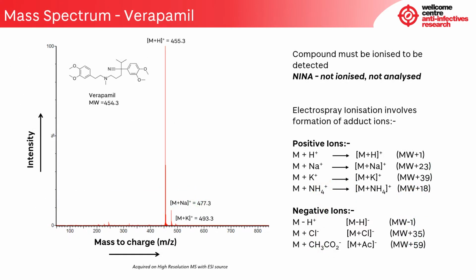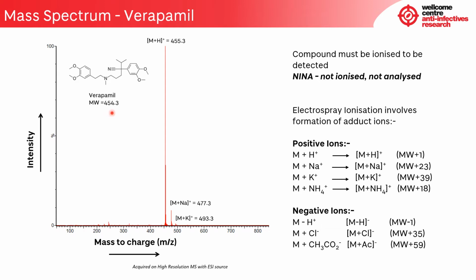The basic information we obtain from a mass spectrometer is a mass spectrum. This is a plot of intensity on the y-axis against mass to charge on the x-axis. This is a spectrum of verapamil, the structure of which is shown here at the top left-hand corner of the spectrum. It's used as a reference compound at Dundee in the DMPK department for microsomal and hepatocyte clearance assays.